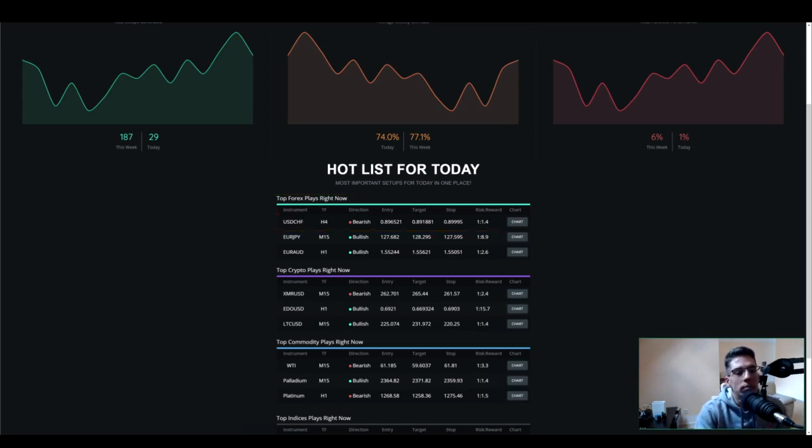But overall, this is more or less the final design. Every single trade idea comes with the instrument name, the time frame where we found that signal, and the direction, bearish or bullish. Let's say either we want to buy or sell, entry point, target, stop, and a risk reward. Also, you have the chart so you can get everything that you need.